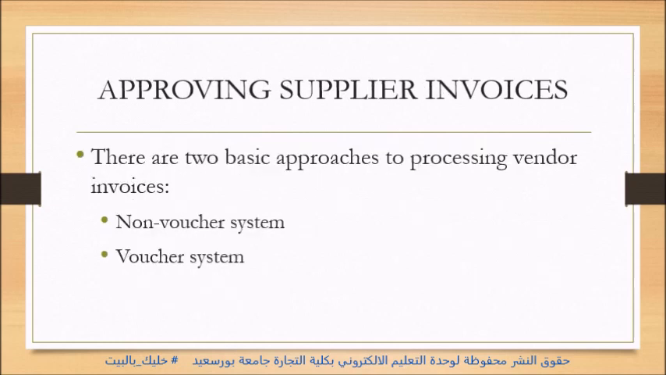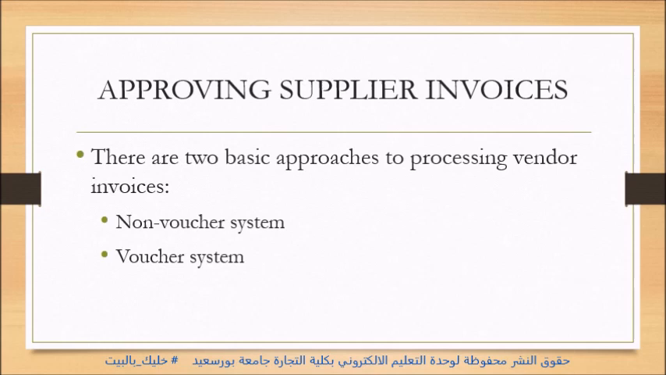There are two ways to process supplier invoices, referred to as the non-voucher or voucher system. In a non-voucher system, each approved invoice is posted to the individual supplier record in the accounts payable file and then stored in an open invoice file. When a check is written to pay for the invoice, the voucher package is removed from the open invoice file. The invoice is marked paid, and then the voucher package is stored in the paid invoice file.